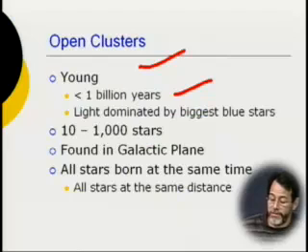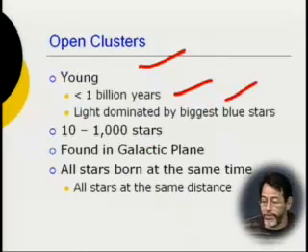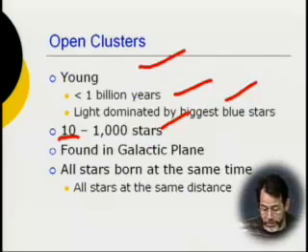The light, as I said, from an open cluster will be dominated by the biggest, bluest stars. So we'll see some pictures of that. You can have an open cluster with as few as 10, although I can't think of any which has as few as 10 stars, and as many as maybe 1,000 stars easily visible.